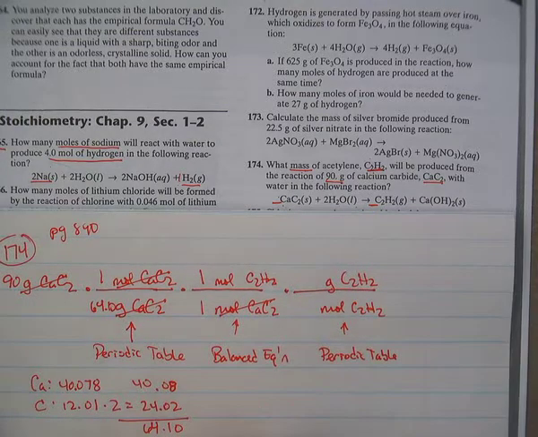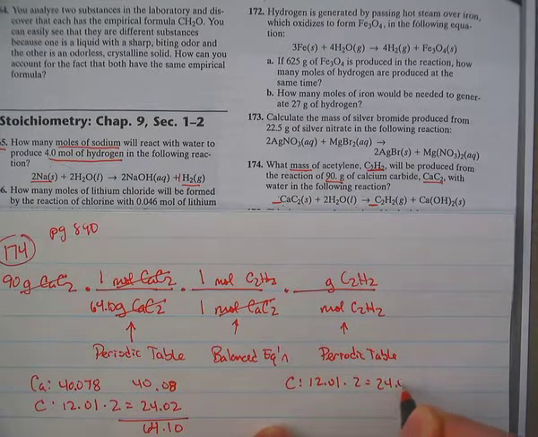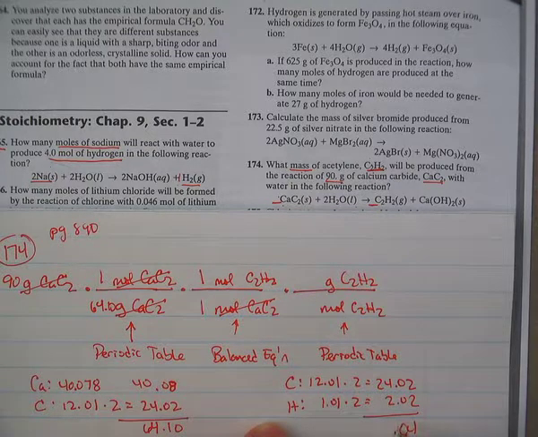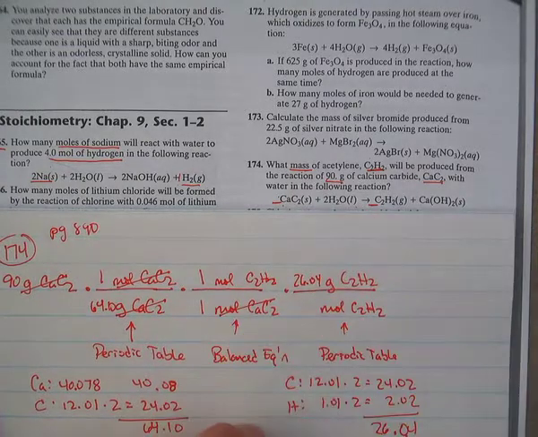All right, I'm going to look up the mass of both carbon and hydrogen. Carbon I already looked up. It turns out it is 12.01. And again, I have to multiply that by 2. And hydrogen, it turns out, I can round to 1.01. And same deal, I have to multiply that by 2 as well. So 2.02, I add those together, and that gives 26.04. So I have 26.04 grams in 1 mole of C2H2.